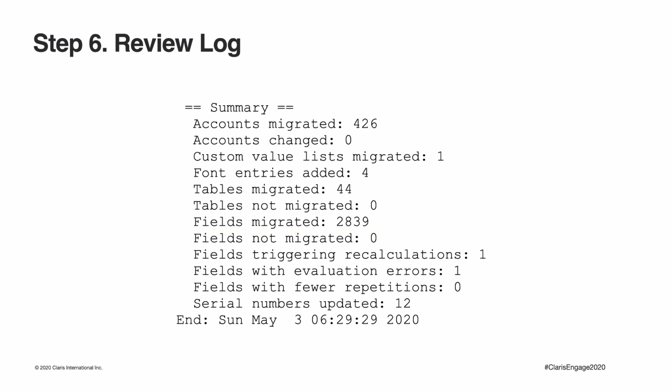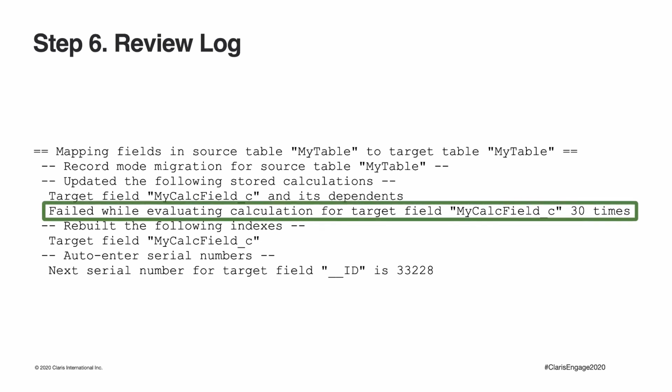In this example, one of the calculation fields had an evaluation error. Now we need to find out what field this is referring to. If we scroll up in the log file, we'll find an entry like this one. I do see this particular kind of error every so often, and I'm not sure what causes it. But to fix it, we need to force the calculation field to reevaluate. One way to do this is to make a trivial change to the calculation expression, like appending an empty string. This won't change the calculation result, but it will cause it to reevaluate.